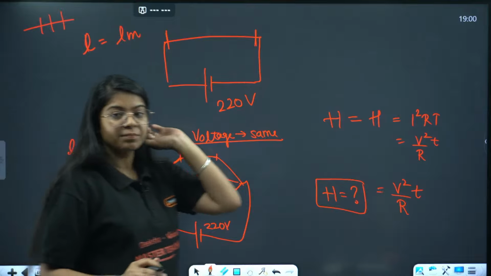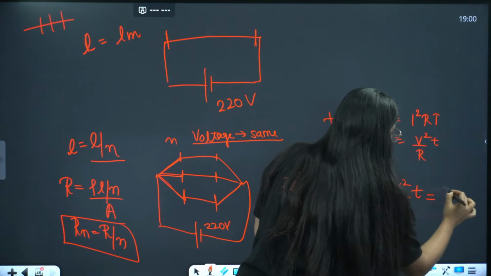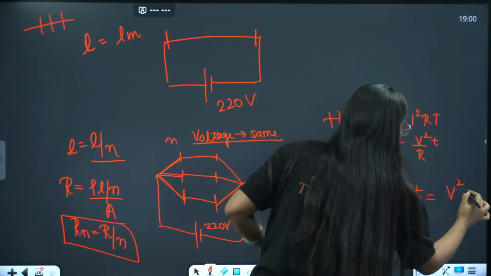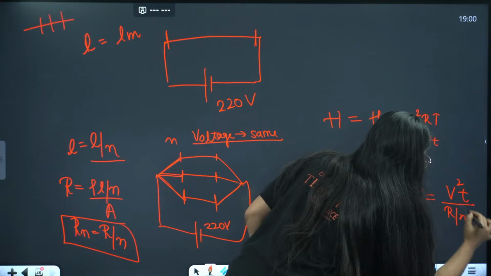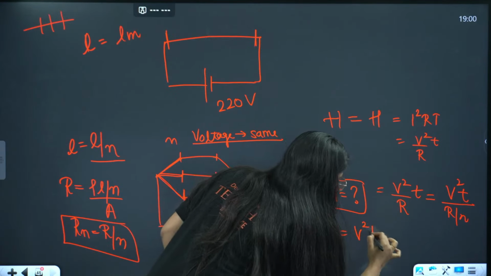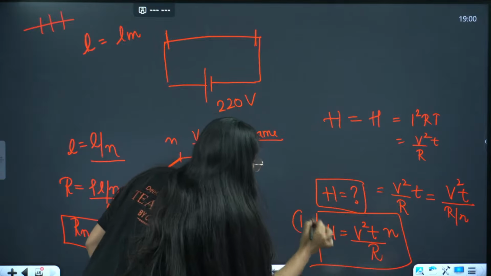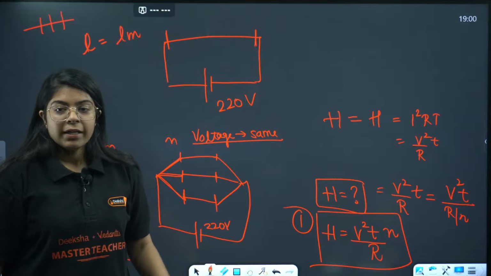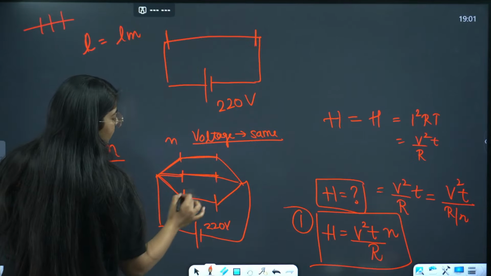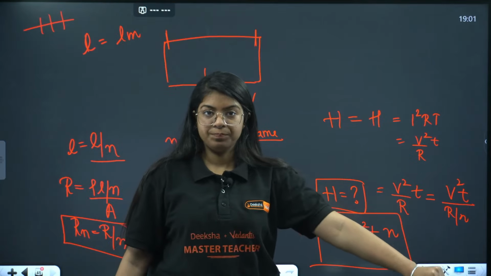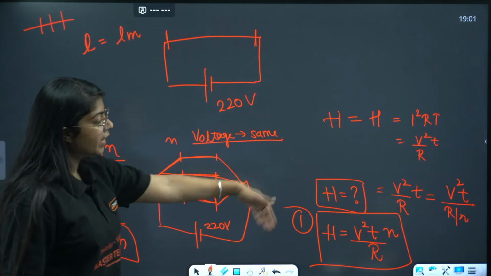Till here everything is correct? Okay Divyanshu, यहाँ तक it is correct. ठीक है, so V square T by R: V square is same because voltage in parallel does not divide, time is same, and now R is R by n, so heat will be V square T by R into n, that is n times V square T by R. See, this is the case for one wire. This is the heat produced by one wire. Although the voltage is same, if there are n wires, the heat will be multiplied by n.